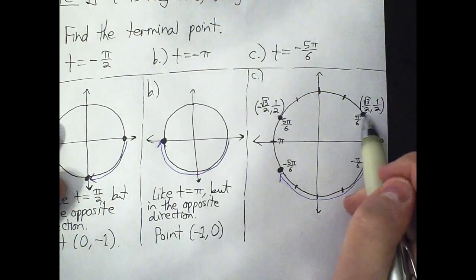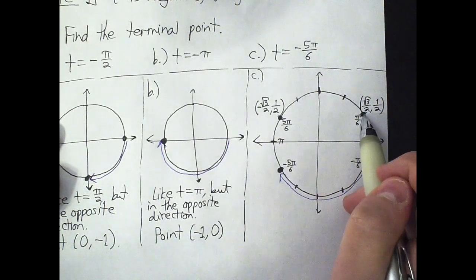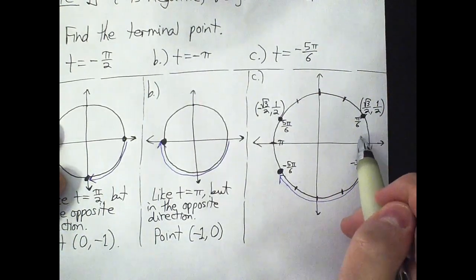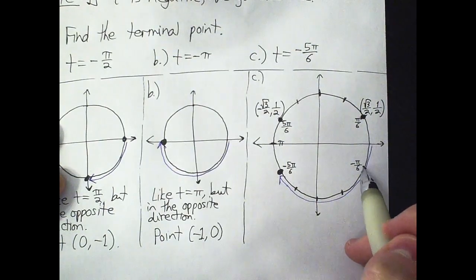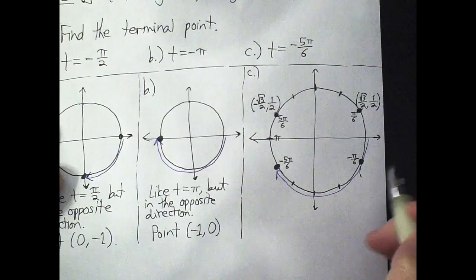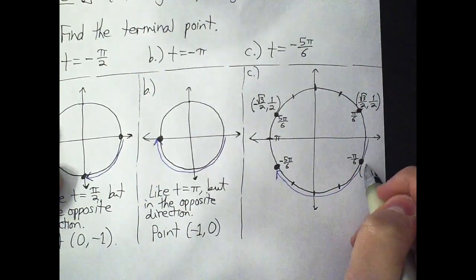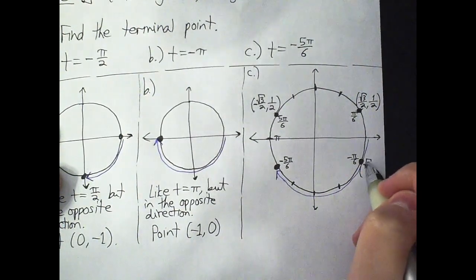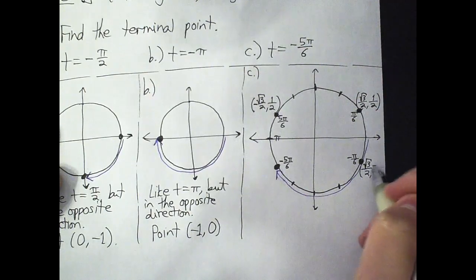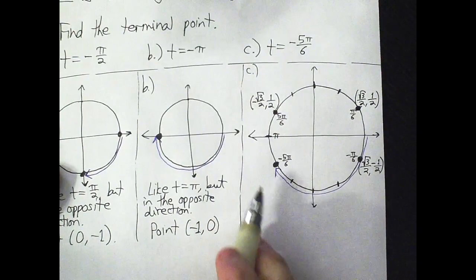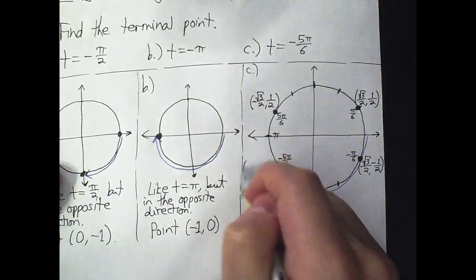If I start with this one that's in quadrant 1 from the list of common terminal points, what if I flipped down to here? Can we figure out the coordinates of this point? Well, if we flipped vertically, wouldn't we just change the 1/2 to a negative 1/2? Okay. What we want is over here.